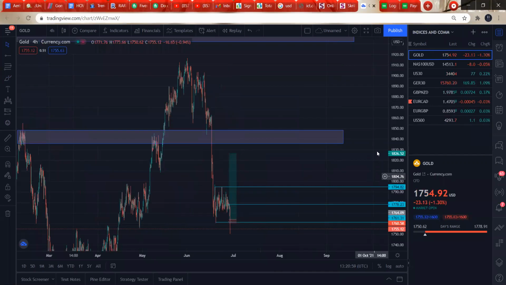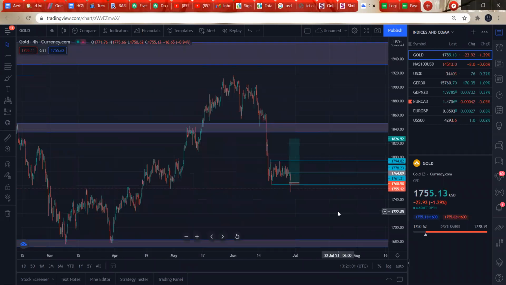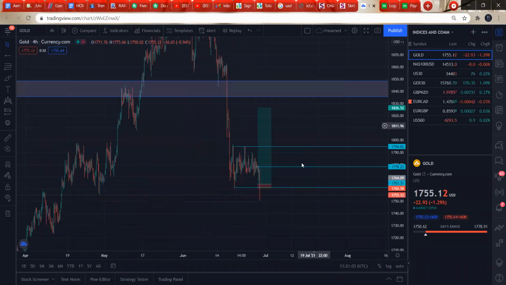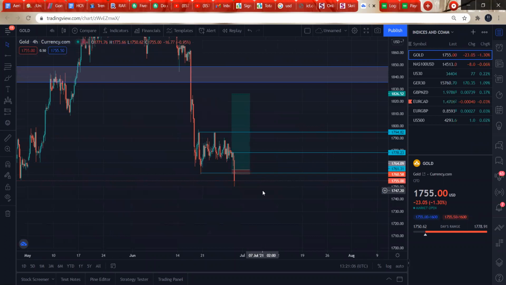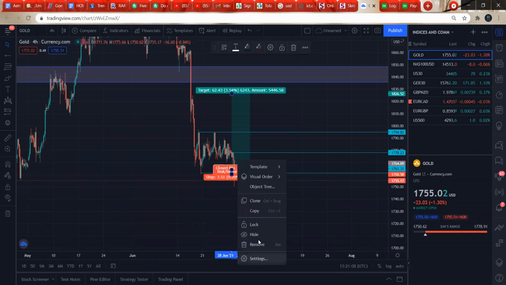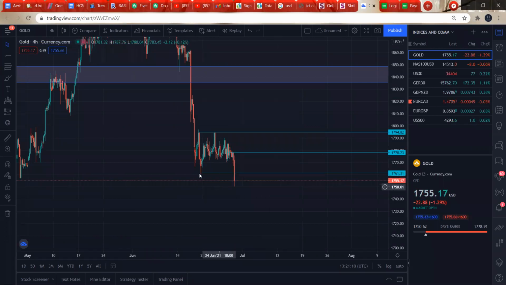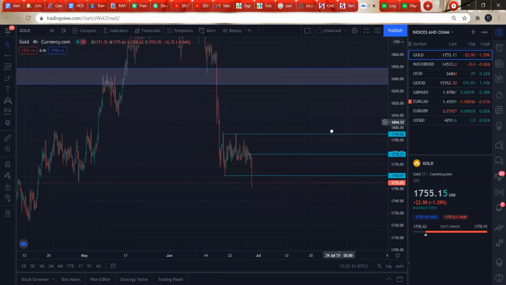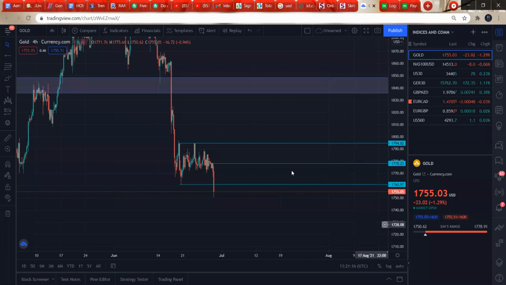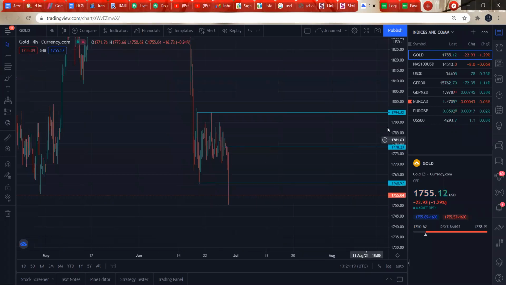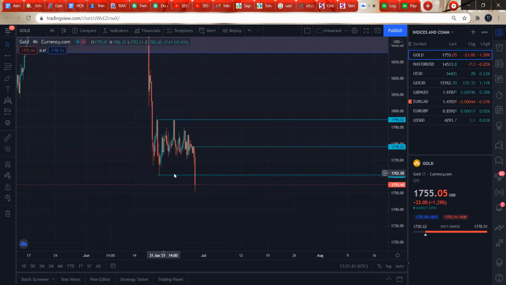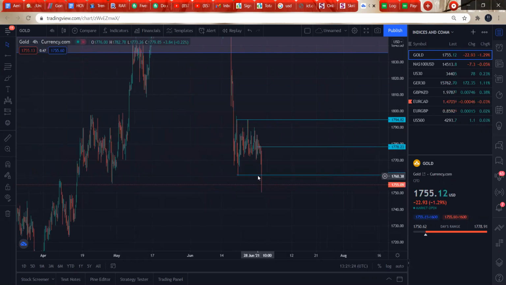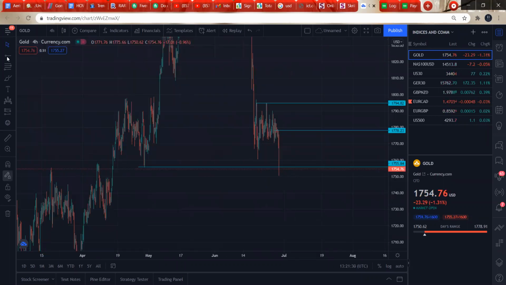Oh, gold, SL. Yeah, I'm still expecting this to buy from here. It broke the lows now, which is a good thing. It was an early entry. No, it's a good thing. It broke the lows. It's a good thing. It broke these lows.